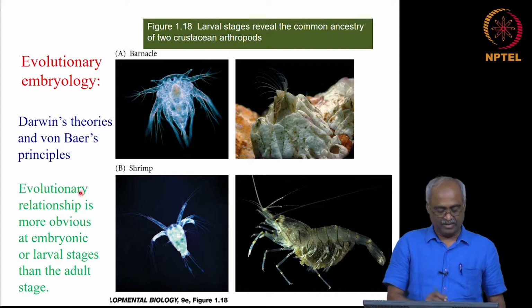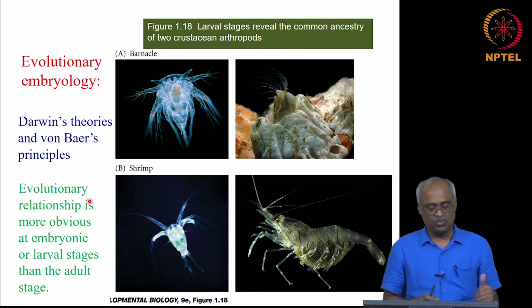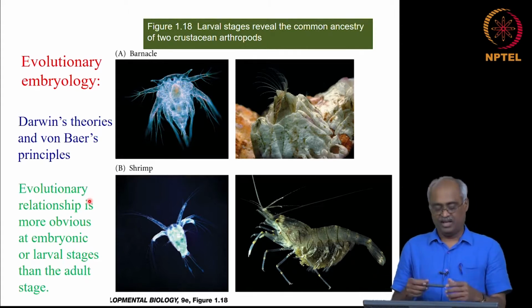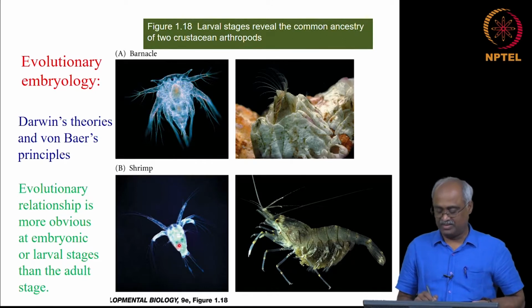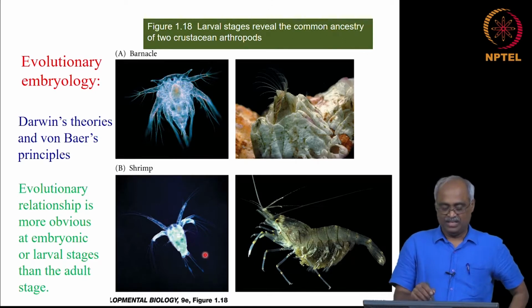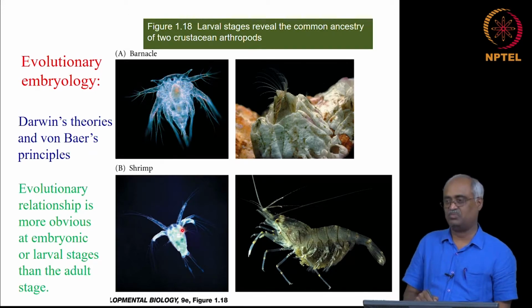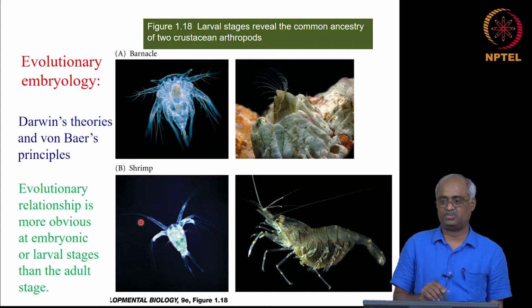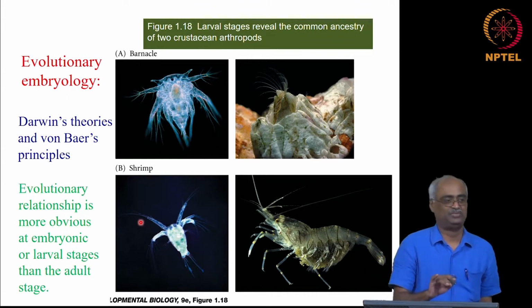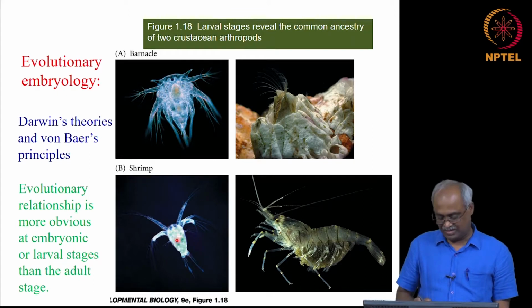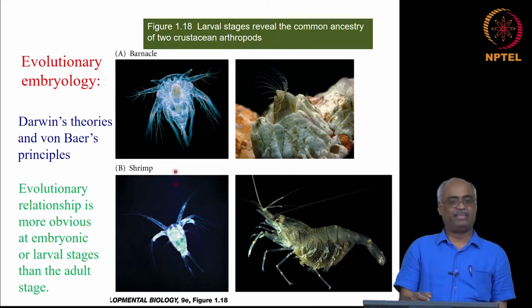So, another point is that the evolutionary relationships become more obvious when you look at embryonic or larval stage rather than looking at the adult stage, and that is very well illustrated in the two organisms shown here. If you look at the first panel, barnacle and shrimp, both of them are crustacean arthropods. Okay, these have jointed legs, living in the ocean. Okay, that much zoology, if you know, that is good enough for now. And at larval stage, they look significantly similar. One might look a little smaller and less complex, but overall they are very similar compared to the adult.